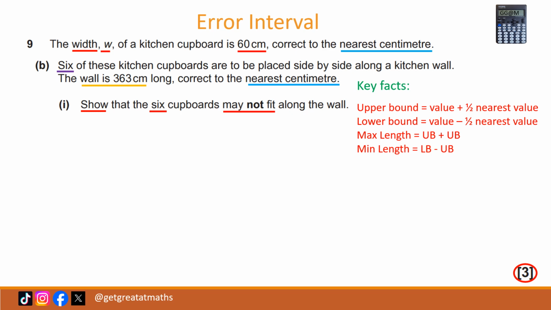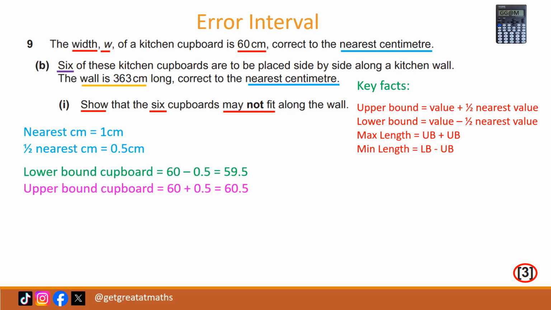Now, in part A, you were given the answer to the error interval. So you had to work out the error interval for the cupboard. So I'm just going to tell you the answer to that. You can see the answer to part A was between 59.5 and 60.5. You can watch my previous video to see where these values came from, and this gives you the error interval for the kitchen cupboard. So you will need to use this information here, and we've got to show that the 6 cupboards may not fit along the wall that is 363 centimetres long.